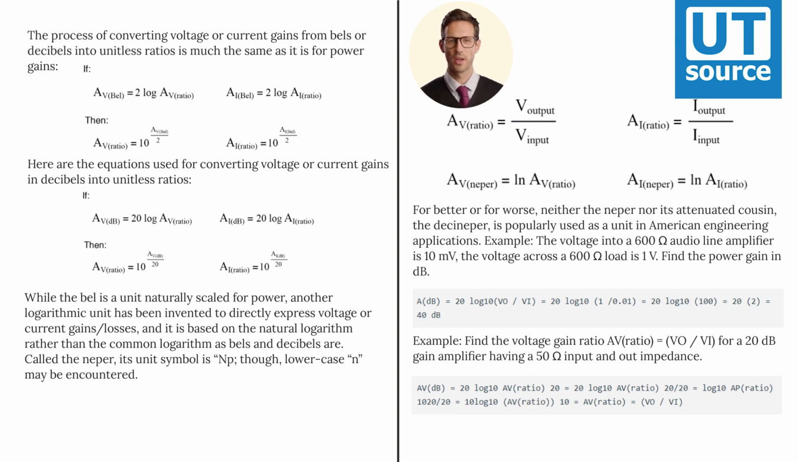Example: the voltage into a 600 ohm audio line amplifier is 10 mV. The voltage across a 600 ohm load is 1 V. Find the power gain in dB. Example: find the voltage gain ratio, where AV ratio equals VO/VI, for a 20 decibel gain amplifier having a 50 ohm input and output impedance.